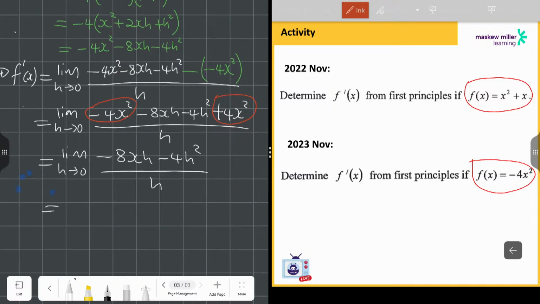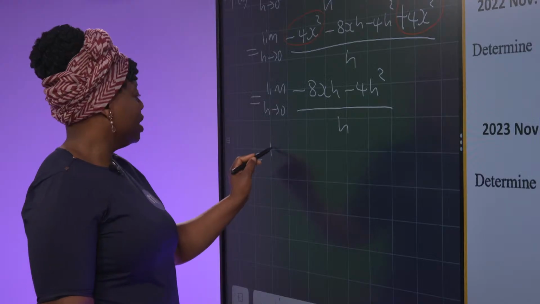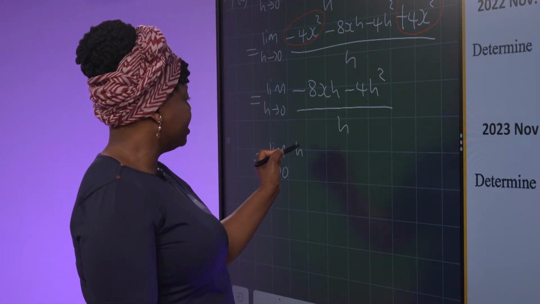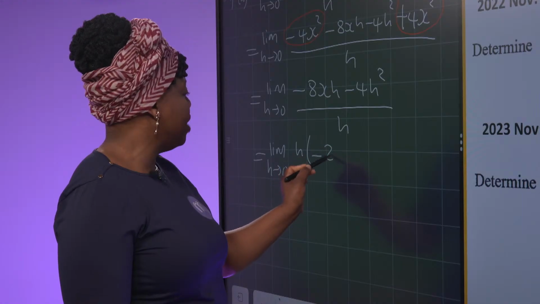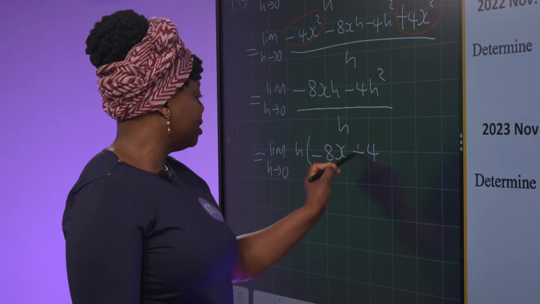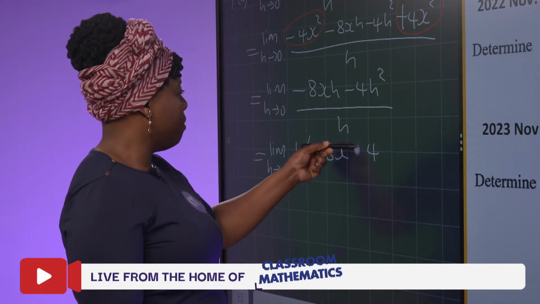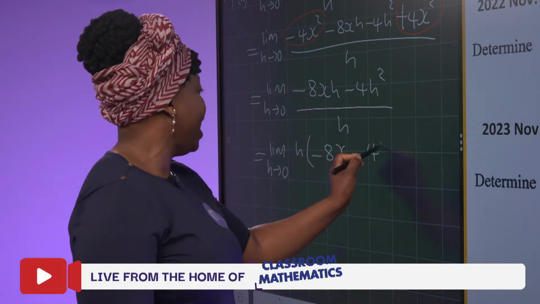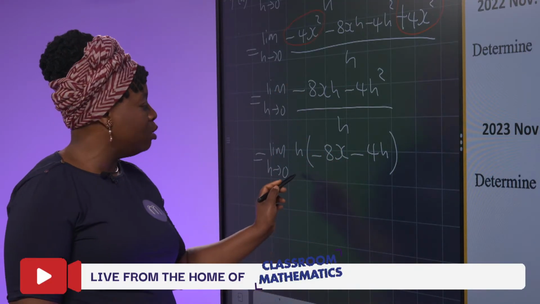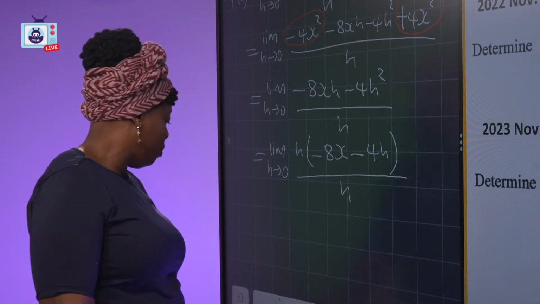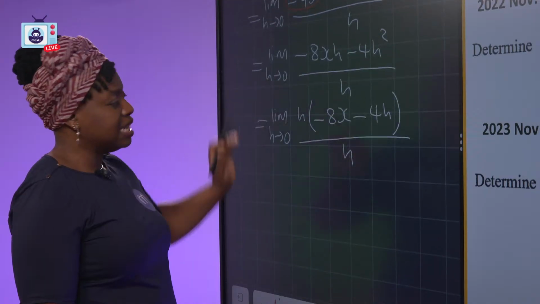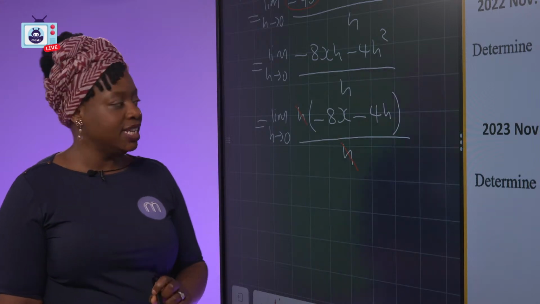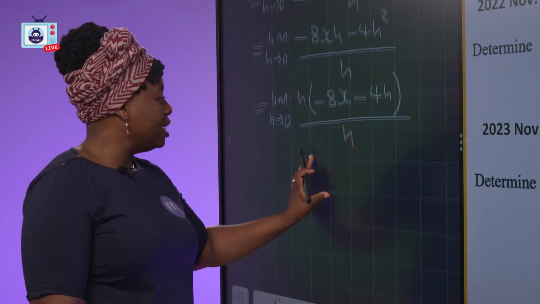Then we can now take out the common factor of h. So that is the limit as h approaches 0. Then let's take out our common factor h. We remain with negative 8x minus, so we leave our minus there. So that is negative 8x minus 4h, since we have taken one h out, and then we divide all by h. Can you see that pattern I spoke about, that you need to be able to take out h in all the terms? So we divide and we are left with what we have there.